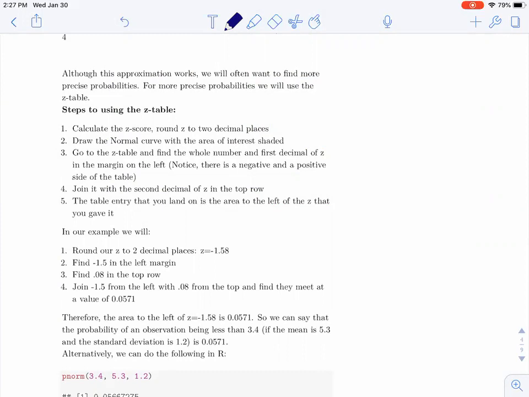Although this approximation works, like we established, we'll want to find more precise probabilities. So to do that, we're going to use the Z table. Does everyone have their formula sheet with them? I brought some if you need to borrow one, or if you never got one, you can have one. Does anyone need one?